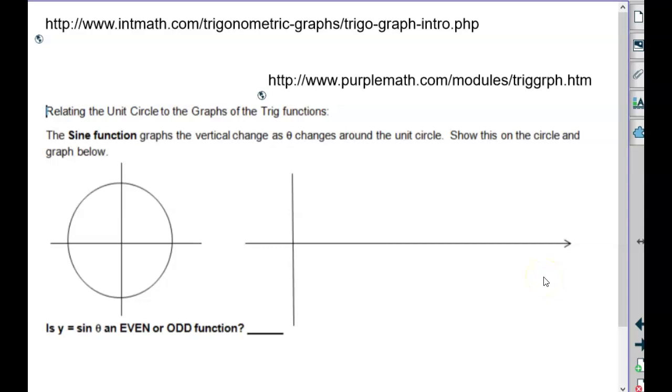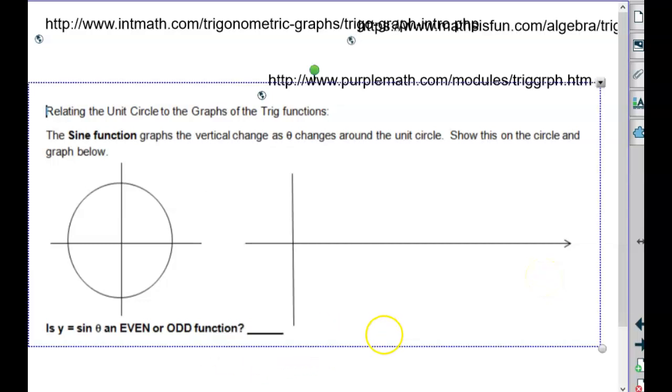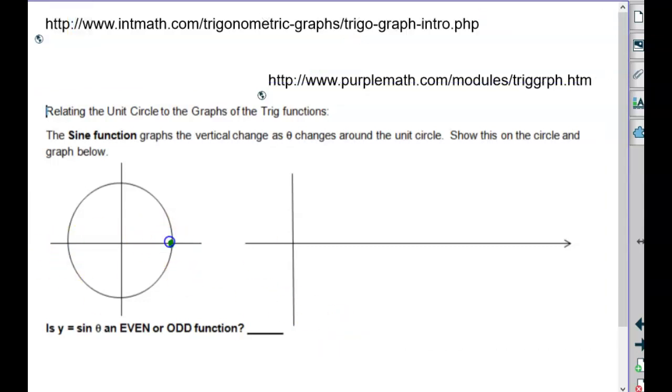The sine is the y value. Right here, the y is 0. So the sine, by the way, this is theta, not x. It is the angle.